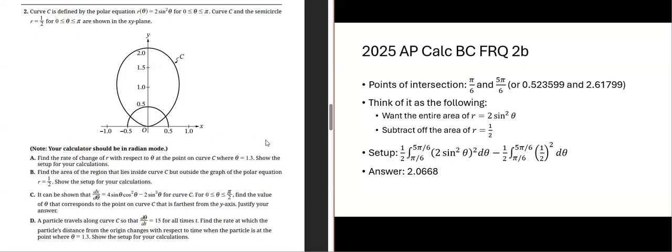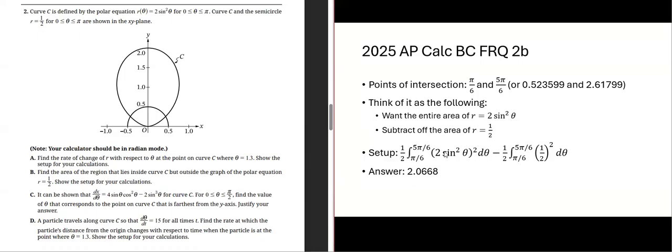So that's how we set up. But we have to also remember, how do we find the area of a polar curve? It's half r squared d theta. Okay, so that's what I did here. It's half integral of the C, and then minus half integral of the semicircle. So don't forget the squares, okay?